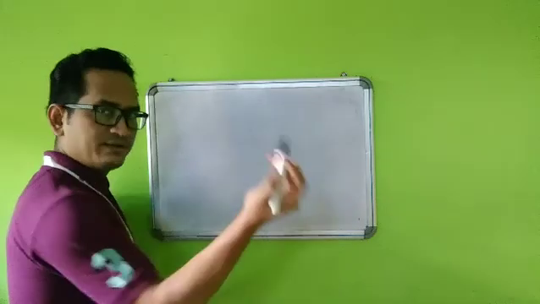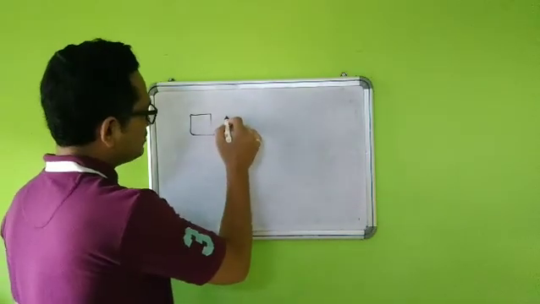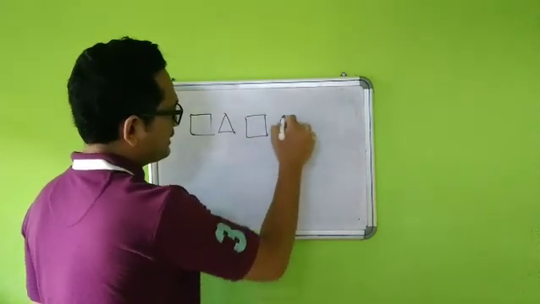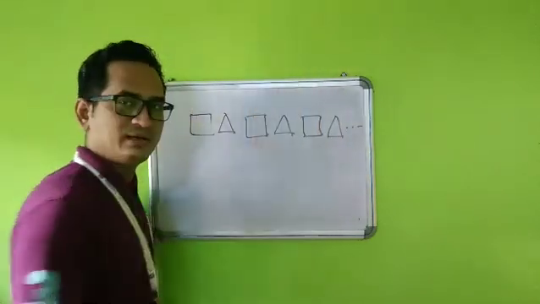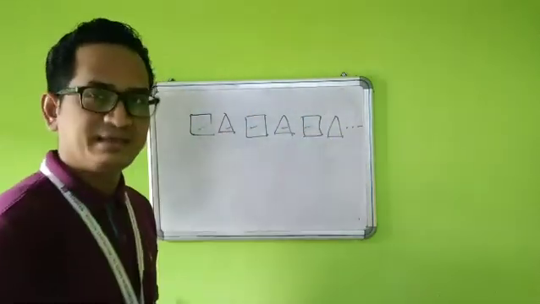So students, suppose I say this is a square, then I draw a triangle after this, again a square, and again a triangle, again a square, and again a triangle, and I continue like this. Now students, see, these are what? These are shapes.